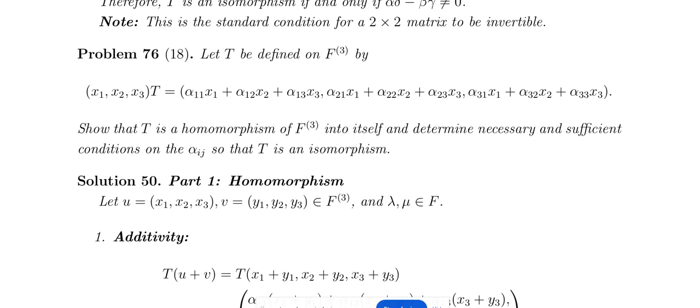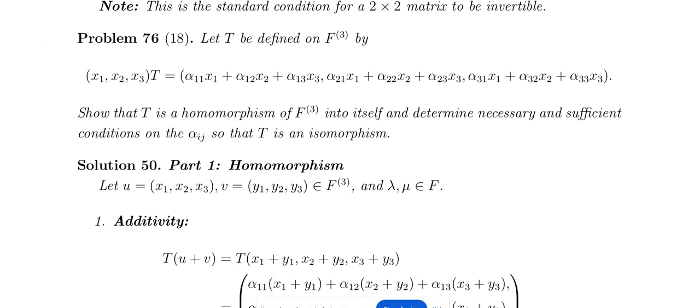Here T is defined on F3. முன்னாடி F2 பார்த்தோம், இங்கே F3ல டிஃபைன் பண்ணியிருக்காங்க like this: x1, x2, x3 of T. 3 டேர்ம் இருக்குது, அவ்வளோதான். Here T is a homomorphism of F3 onto itself. இதான் ஃபஸ்ட்டு ப்ரூவ் பண்ணணும். F2ல ப்ரூவ் பண்ணின மாதிரி தான் ஐடியா.